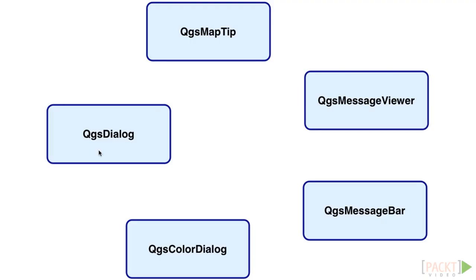The QGIS dialog class is a generic dialog with a standard layout and space for buttons at the bottom. This helper class makes it easy to add contents and buttons so you can quickly display a dialog to the user. The QGIS color dialog is a color selector. When you display it, the user is asked to choose a color, which is then passed back to your program. The QGIS message bar displays non-blocking messages to the user right within the main QGIS window itself. And finally, the QGIS message viewer class makes it easy to display long messages within a modal dialog.